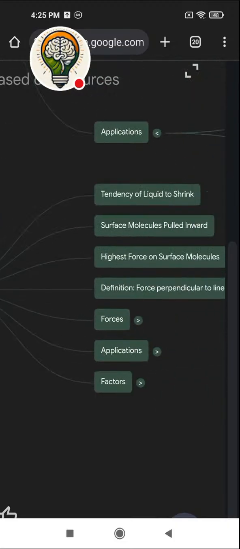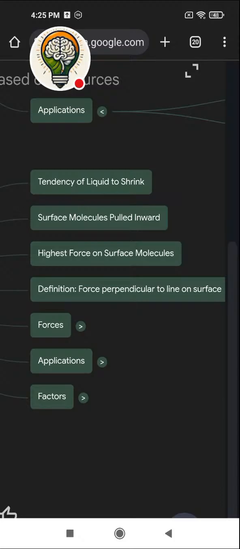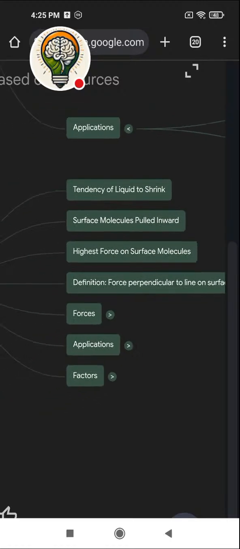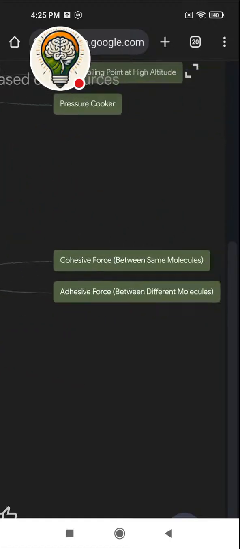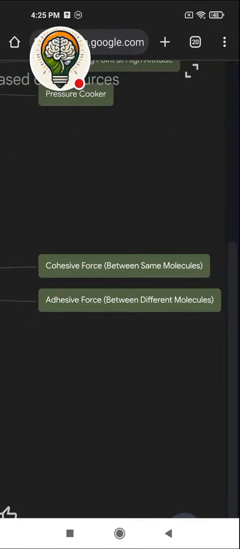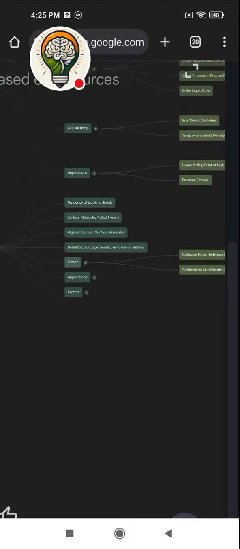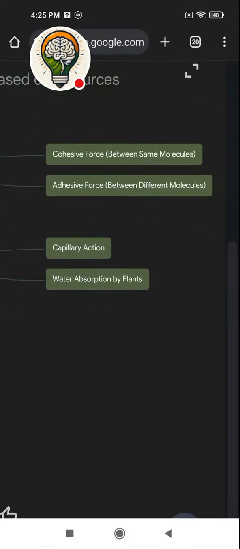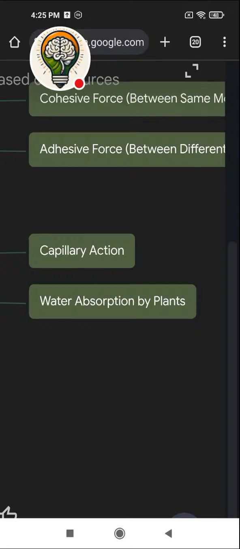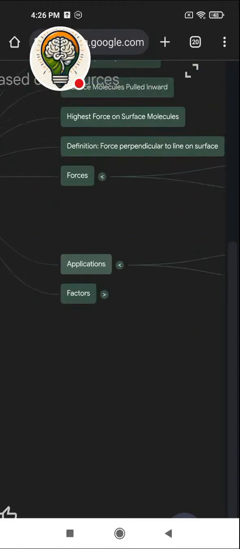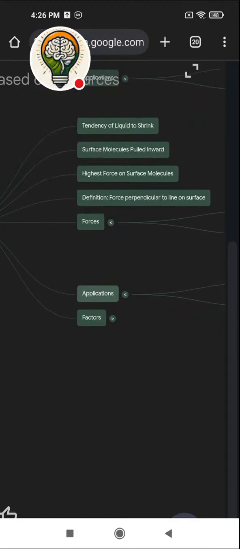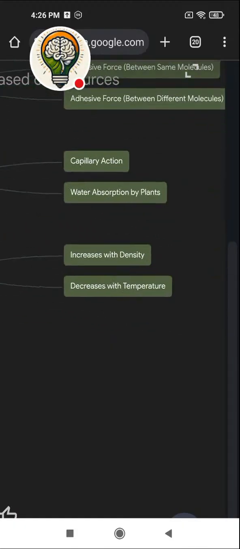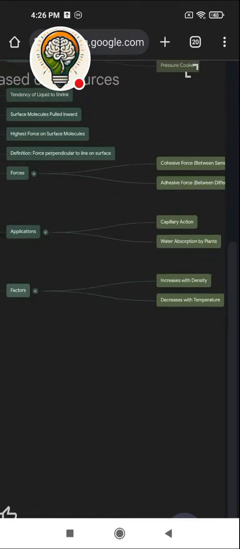Surface tension. So tendency of a liquid to shrink. Surface molecules are pulled inward, highest force on surface molecules. Definition: force perpendicular to a line on the surface. Forces: cohesive forces between same molecules and adhesive forces between different molecules. Applications are capillary action and water absorbed by plants. Factors affecting: increases with density and decreases with temperature.